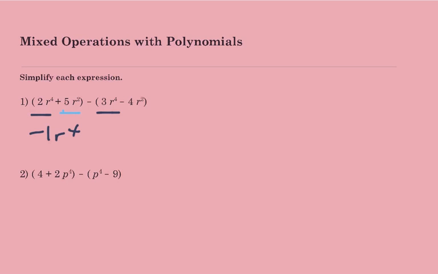Now I've got 5r squared. If there's another r squared, I'm going to put them together. See this negative 4r squared. That's 5 minus negative 4. 5 minus negative 4 gives me a 9r squared.